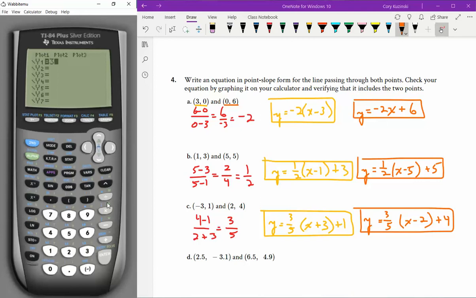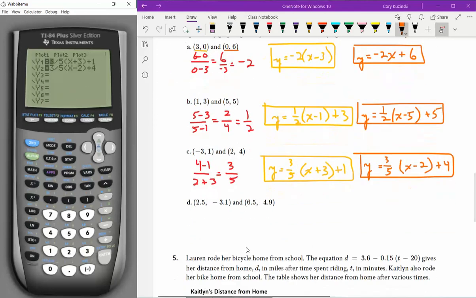All right, so 3/5 times x plus 3 plus 1, and 3/5 times x minus 2 plus 4. Second graph, same tables, negative 3, 1, yep, they both go through that, and 2, 4. Yep, they both go through that.